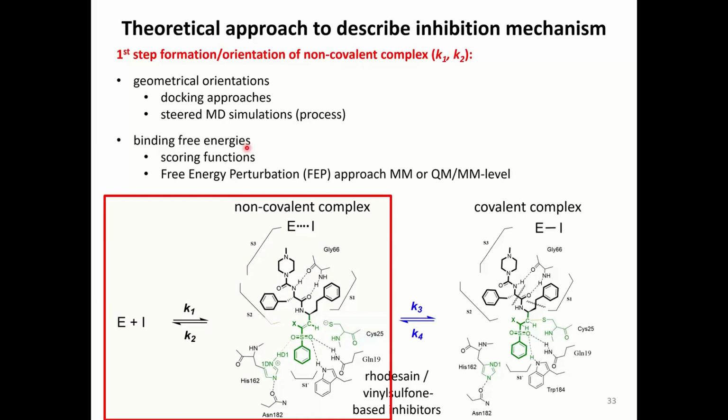Now, if we look at the first step, you can describe, for example, the geometrical orientation by docking approaches. Christian already talked about that. You also can make steered MD simulation for that. You also can do it with a force field approach, because you only have non-covalent interaction in that and not a covalent bond formation. You can also get the binding free energies, for example, by scoring functions, or perhaps even better by free energy perturbation approaches using MM, and of course you could also use QMMM, but that is not necessary if you have a good force field.